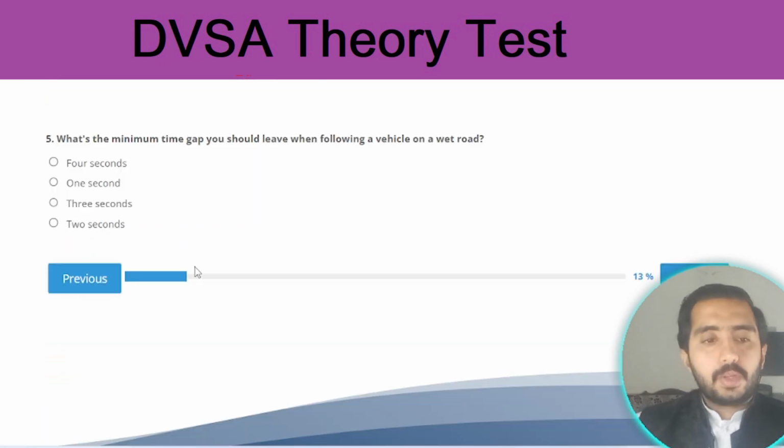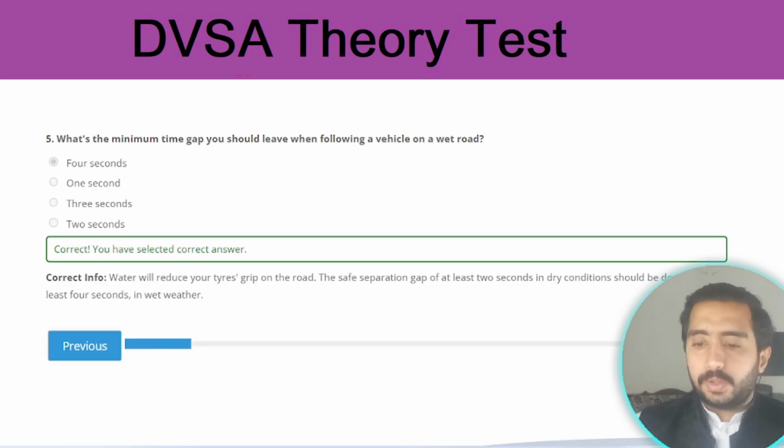Next one, question number 5. What is the minimum time gap you should leave when following a vehicle on a wet road? The correct option is option A, at least 4 seconds. Option A is the correct one.